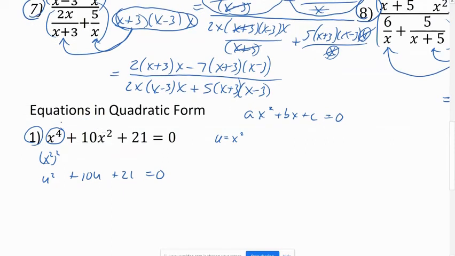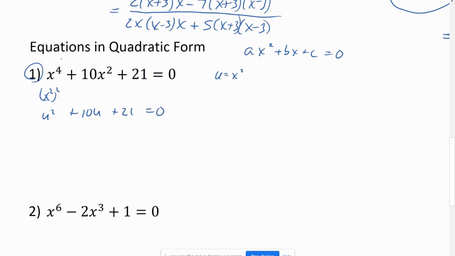It has to have 2 or 3 terms. If the variable part of the 2nd term squared gives you the variable part of the 1st term, then it is in quadratic form. Now that I have this one written in quadratic form, I can factor this. This would be u plus 3 times u plus 7 equals 0. So that would give us the solutions u equals -3 or u equals -7.